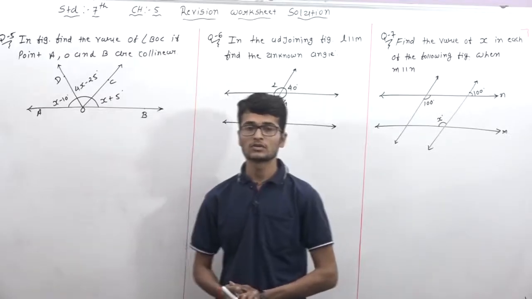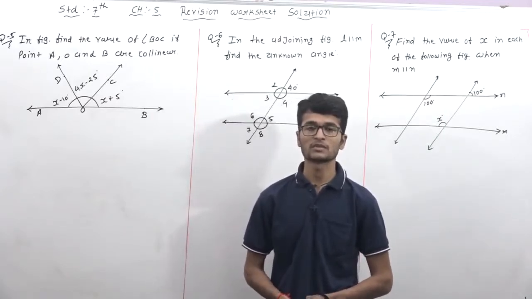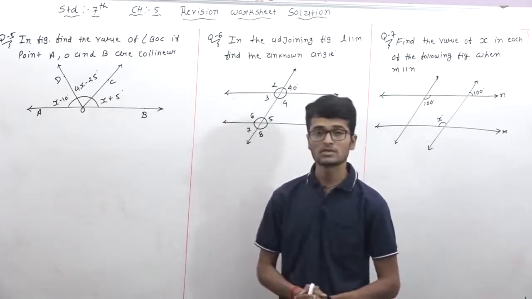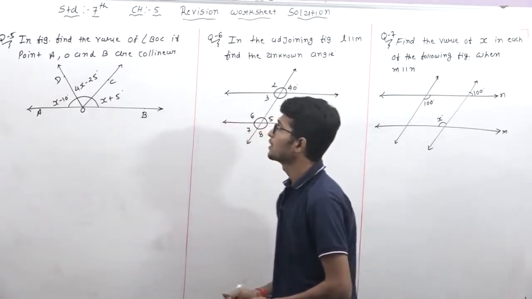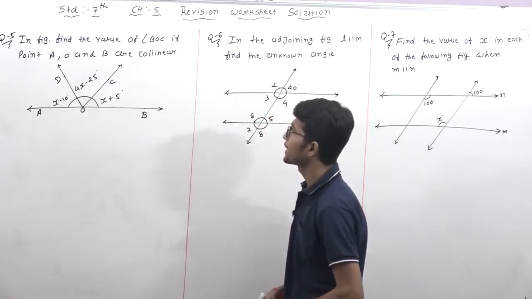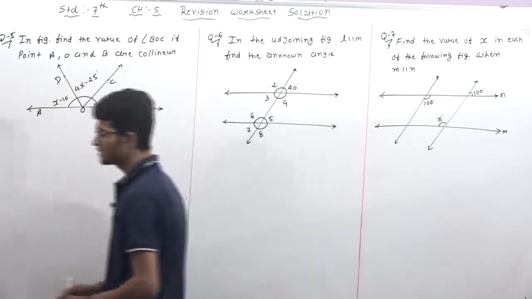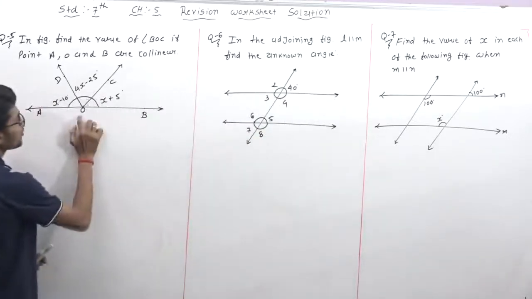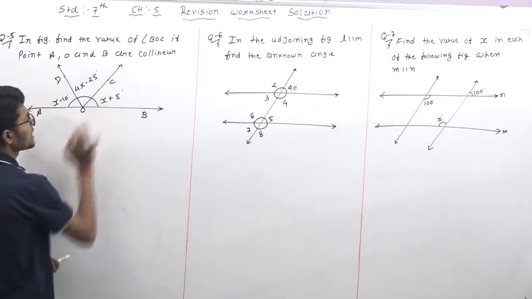Now, to continue our worksheet revision, question number 5, 6 and 7. So in question number 5, in the figure, find the value of angle BOC if points A, O and B are collinear. This means we have to find the angle BOC. In these angles we have to find the value of this angle.